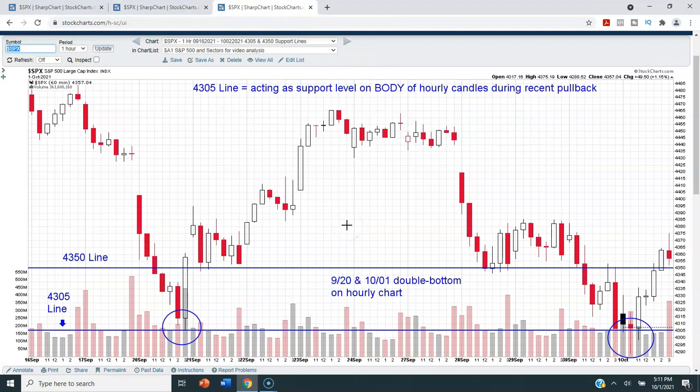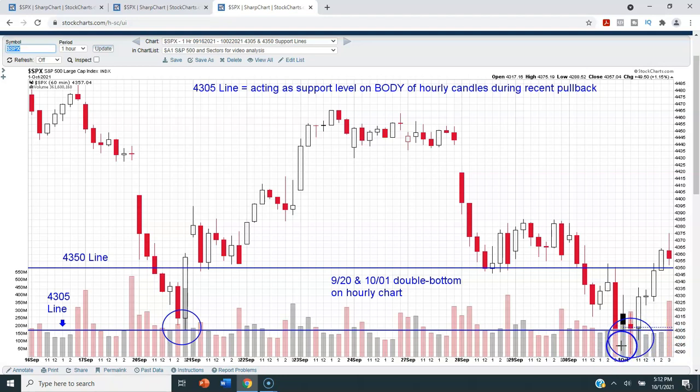So this is also an hourly candlestick chart of the S&P 500. We have the 4305 level, the 4350 level, and again, you can see this double bottom that we put in on 9/20, and then today, where I'm shooting this video on Friday, the 1st of October, right here, okay? But look at this. None of the bodies of these candles have closed beneath. They came really close, but you can see right here, none of the bodies of these hourly candles closed below this 4305 level.